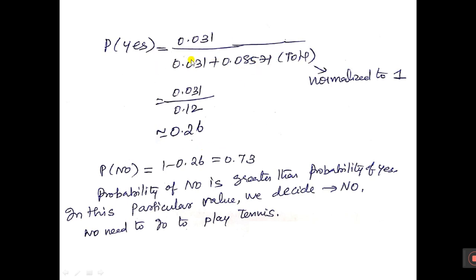This is the probability of yes. The probability of no we can calculate as 1 minus the probability of yes, so I am getting 0.73. By comparing these two, the probability of yes is 0.26 and the probability of no is 0.73. The probability of no is greater than the probability of yes, so in this particular case we decide no. That means no need to go to play tennis. Right? So here is the idea of the Naive Bayes classifier. This is the example I am taking for your understanding.